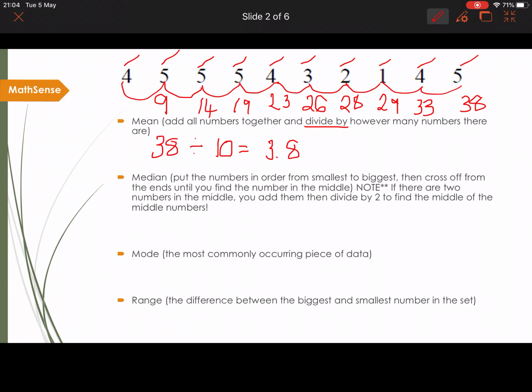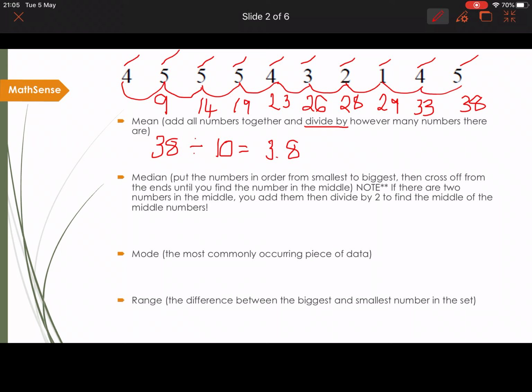To find the median, I have to put the numbers in order from smallest to biggest, then cross off from the ends until you find the number in the middle. It's worth noting that if there are two numbers in the middle, you need to add them together and then divide by 2 to find the middle of the middle.